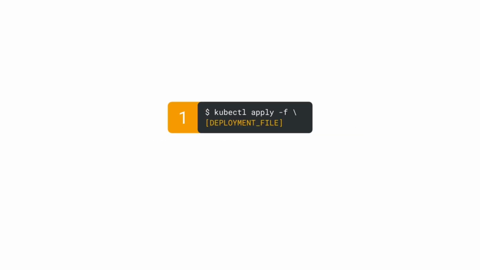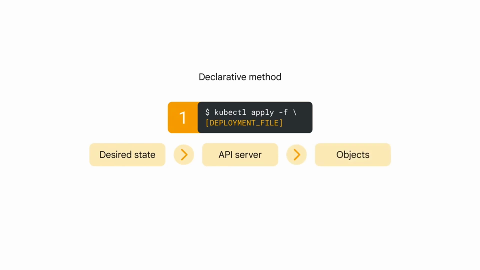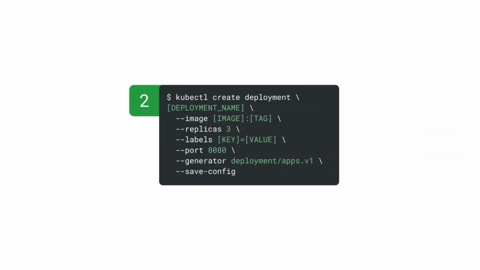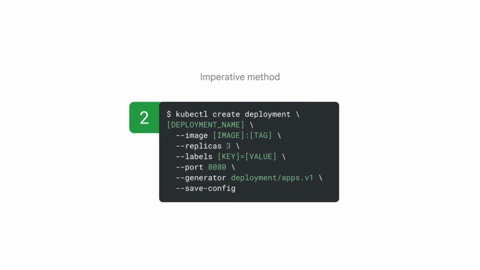The first option is to create a YAML file and use the kubectl apply command to describe the desired state of the deployment object. This is a declarative method because you specify the desired state, and then the Kubernetes API server creates the necessary objects to achieve that state. The second option is to use the kubectl create deployment command, which specifies the parameters in line. This creates an imperative method because you explicitly create the objects that you want to exist.